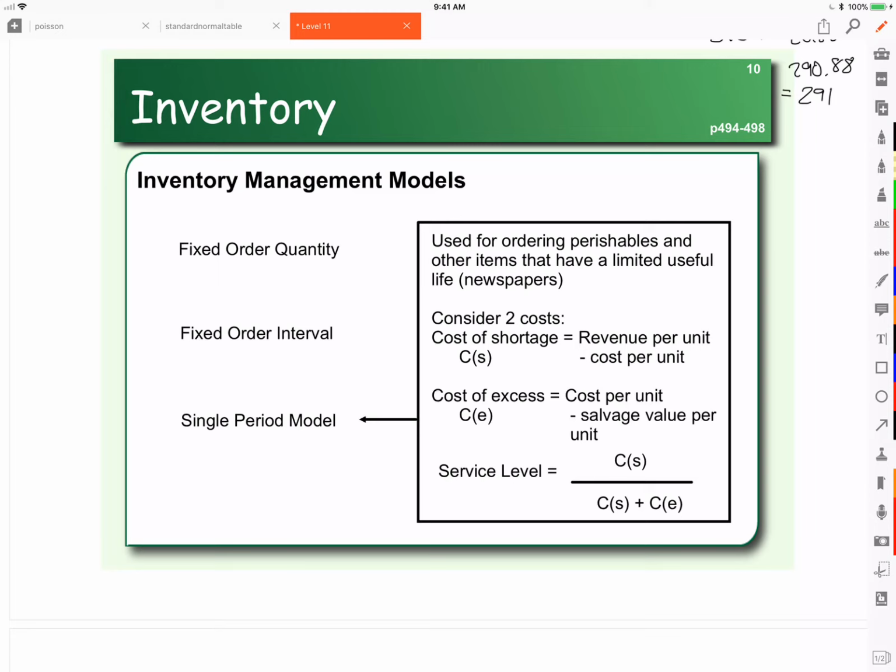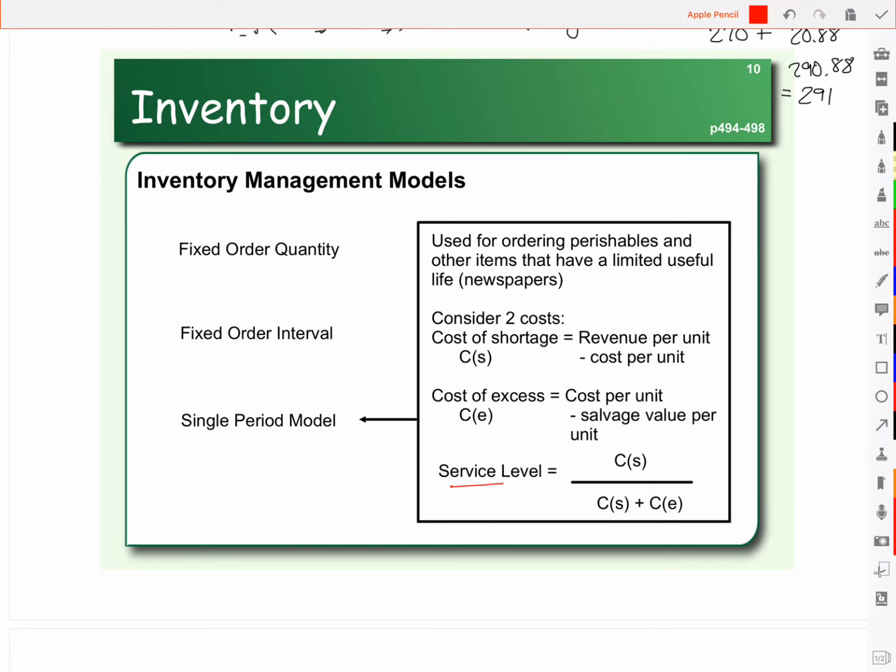So for example, the newspaper. Nobody wants to pay for a 3-day-old newspaper. And so it would also fall under a single period model. Okay, so how do single period models work? Well, we need to calculate the service level. The service level is the percentage of time that we have enough on hand.